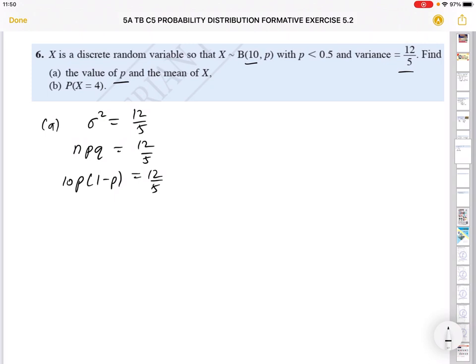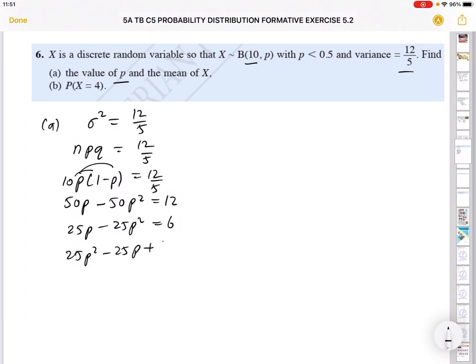As you expand this, you notice you can multiply 5 over. So you get 50p minus 50p squared. I hope you can expand and multiply directly mentally. This is now 12. And I think we can even simplify further, right? Can I divide by 5? Divide by 2, sorry. 25p minus 25p squared equals 6. So rearrange the equation: 25p squared minus 25p plus 6 equals 0.